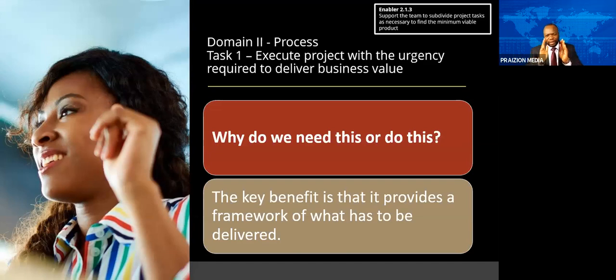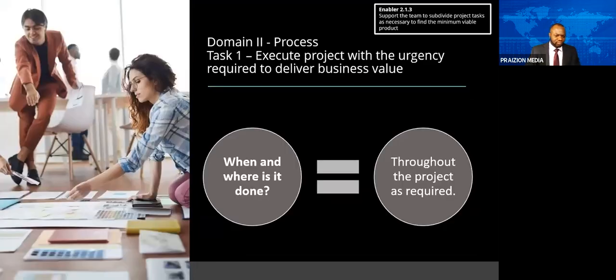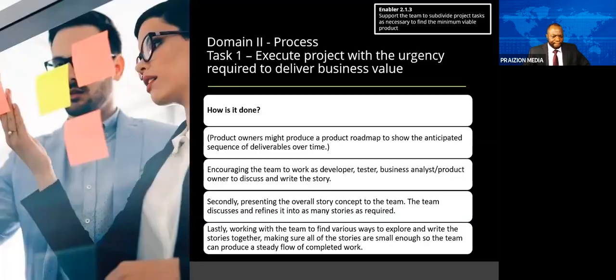We're going to break it up into tiny pieces. That's sprint 1, that's sprint 2, that's sprint 3, and so on. When and where is it done? Throughout the project as required. How is it done? Well, I showed you. Product owners might produce a product roadmap to show the anticipated sequence of deliverables over time.